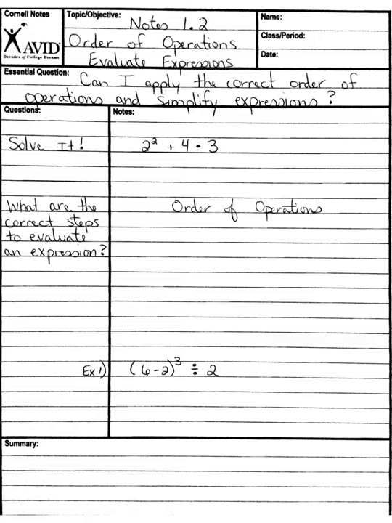We're going to go ahead and look at notes 1, 2 for Algebra 1. And we're looking at order of operations and evaluate expressions. And we learned in our last lesson an expression has no equal sign. So, can I apply the correct order of operations and simplify expressions?